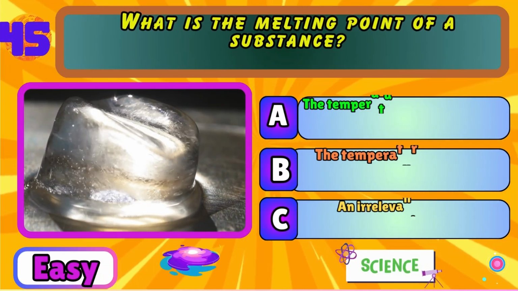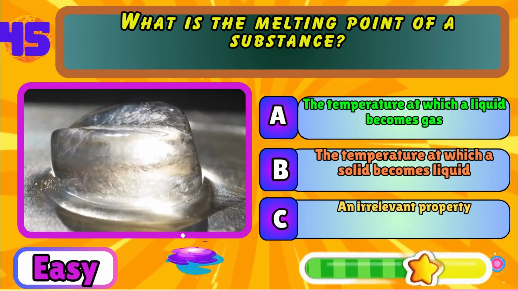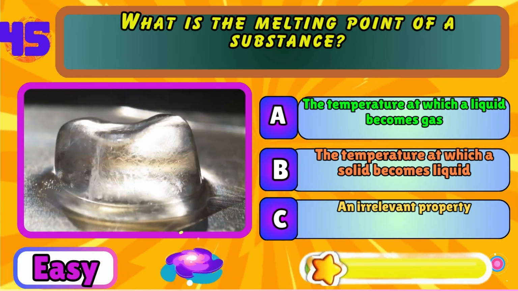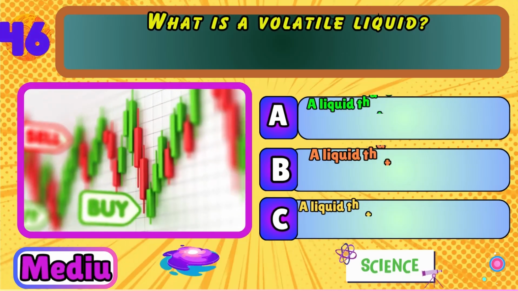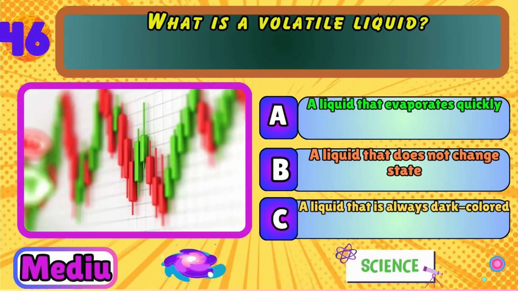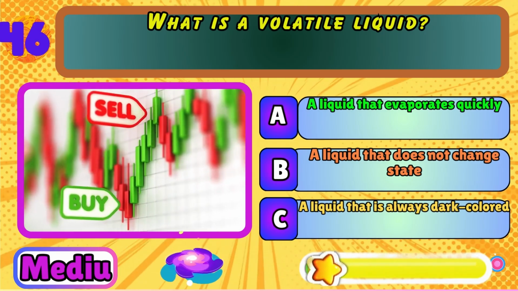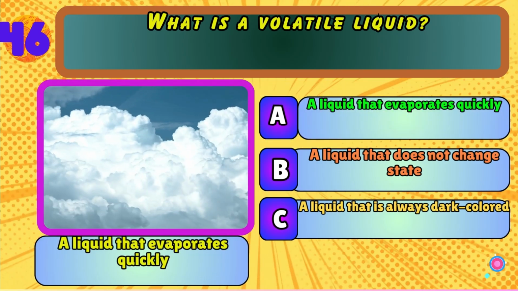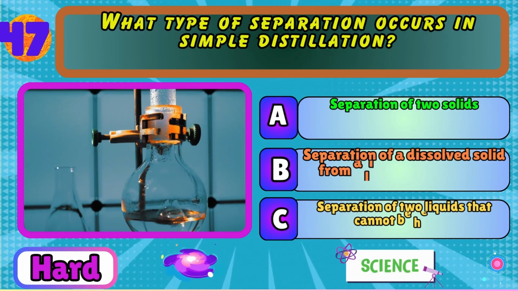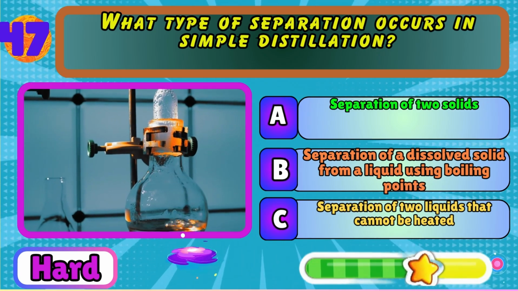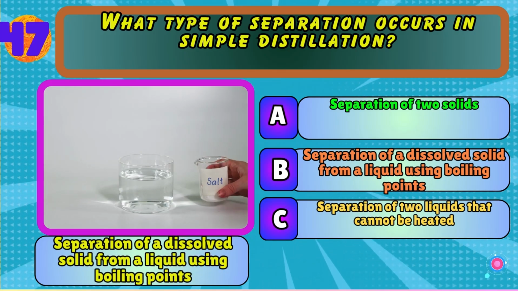What is the melting point of a substance? The temperature at which a liquid becomes gas, the temperature at which a solid becomes liquid, or an irrelevant property? The temperature at which a solid becomes liquid. What is a volatile liquid? A liquid that evaporates quickly, a liquid that does not change state, or a liquid that is always dark-colored? A liquid that evaporates quickly. What type of separation occurs in simple distillation? Separation of two solids, separation of a dissolved solid from a liquid using boiling points, or separation of two liquids that cannot be heated? Separation of a dissolved solid from a liquid using boiling points.